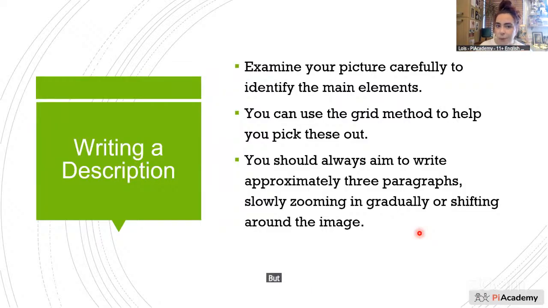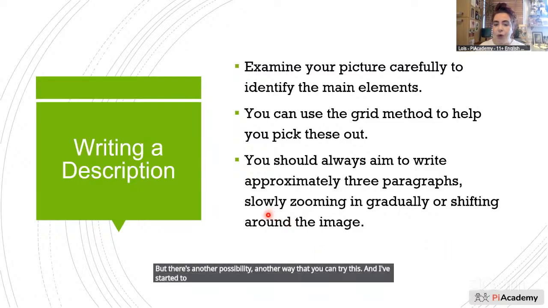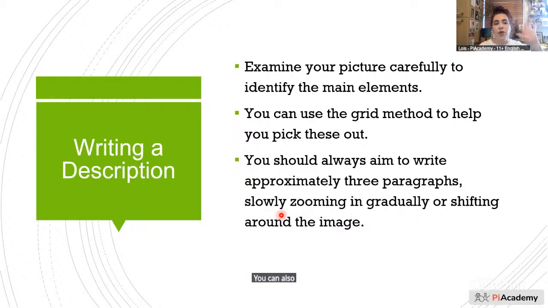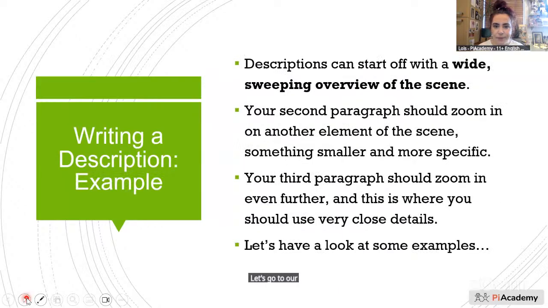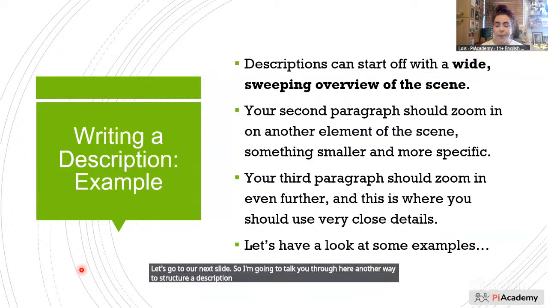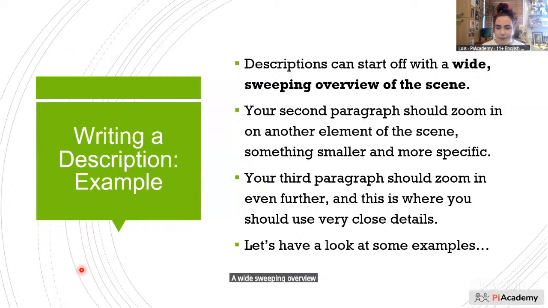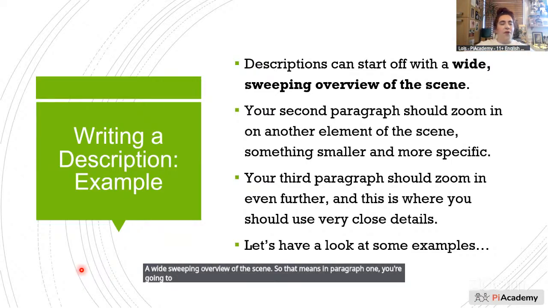But there's another way that you can try this. You can also write your paragraphs so that you're slowly zooming in, shifting around the image and drawing the reader into the scene. Let's go to our next slide. Here's another way to structure a description with a picture. In paragraph 1, a wide sweeping overview of the scene. You describe the things that you can see from the furthest distance. It might be the hills, it might be the sky, that kind of thing.